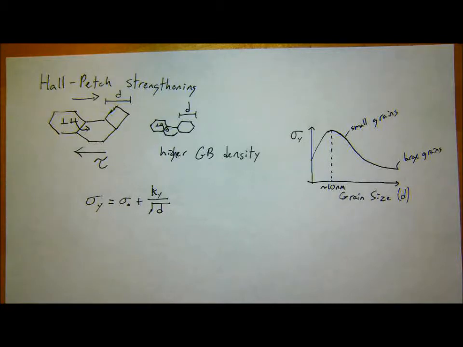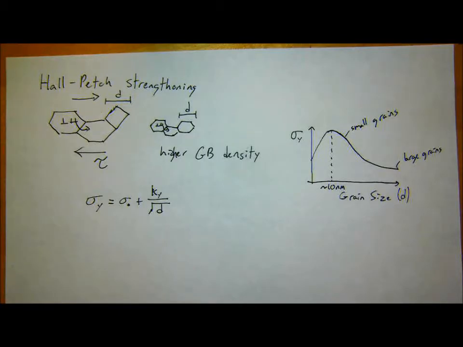But around that 10 nanometer mark, you're getting to the point where the grain boundary is actually a considerable fraction, or considerably sized relative to the grain itself. So you actually get what's known as an inverse Hall-Petch effect in that size range. Cool.